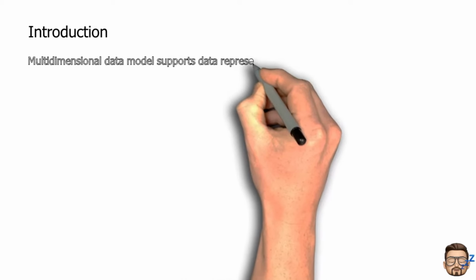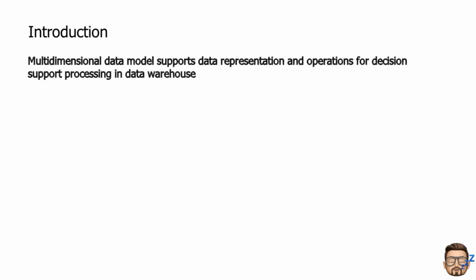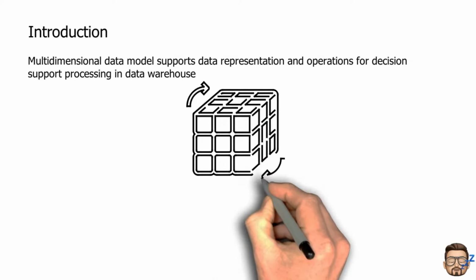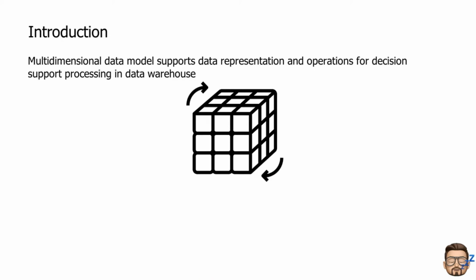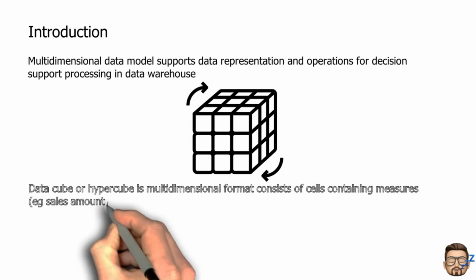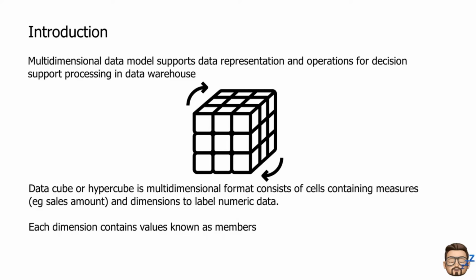The multidimensional data model supports data representation and operations for decision support processing in a data warehouse. OLAP database servers use multidimensional structures to store data and relationships between data. Multidimensional structures are best visualized as cubes of data. A data cube or hypercube is a multi-dimensional format consisting of cells containing measures, for example sales amount, and dimensions to label numeric data. Each dimension contains values known as members.